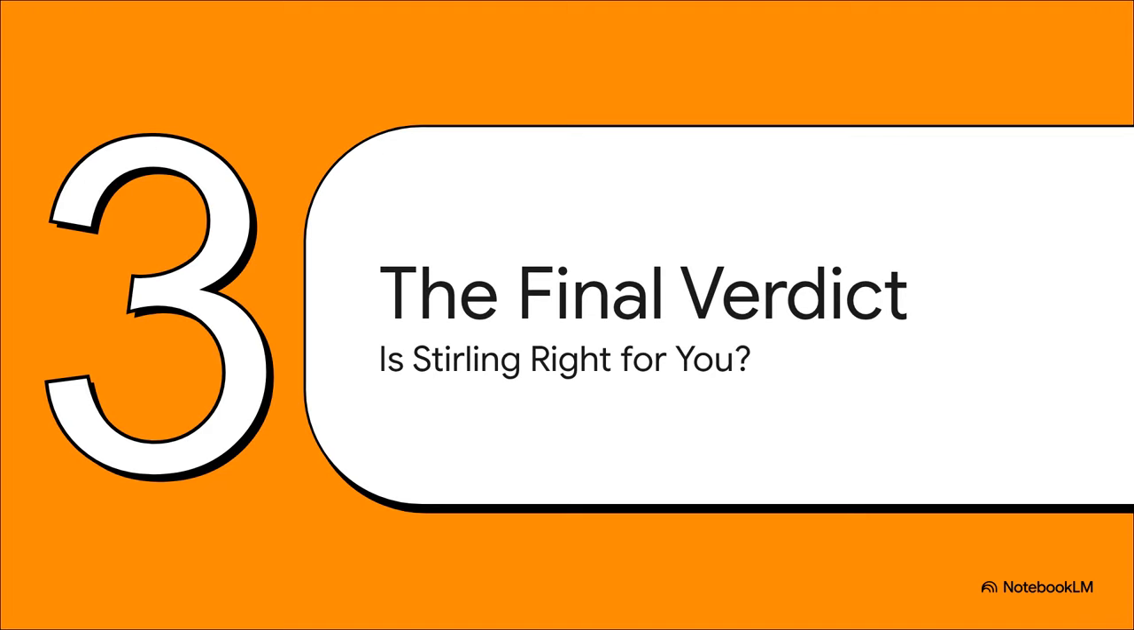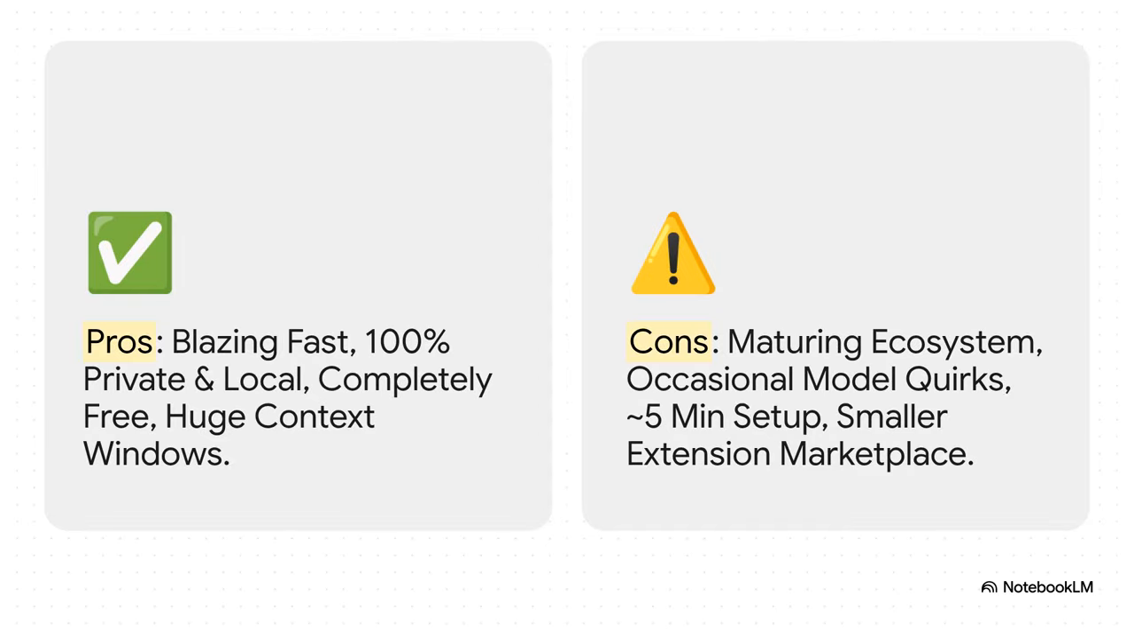Okay, so with all of that on the table, what's the final verdict? Is Stirling the magic bullet for every single developer on the planet? Well, let's be real and take a balanced look. Look, no tool is perfect, so let's be transparent here. The pros are just massive. It's blazing fast, totally private, completely free, and has those insane context windows. Now, on the flip side, you have to remember the ecosystem is still growing. You might hit a few weird quirks depending on the model you're using, and yeah, the first time setup might take you like 5 minutes. The extension marketplace is also smaller than what you're used to with VS Code, for sure.